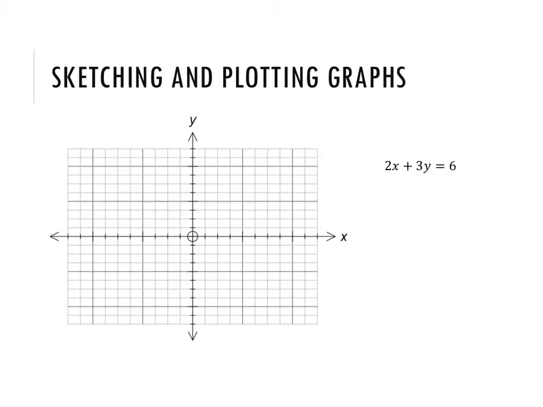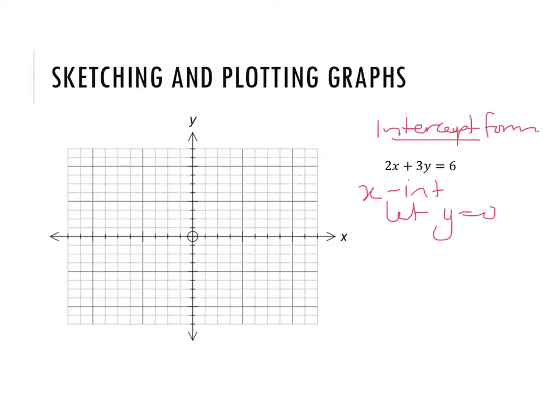In the second example here, we now have an equation given to us in what we call intercept form. Intercept form actually allows us to easily find the x and y intercepts. And by doing that, to find our x-intercept, we actually let y equal 0. And that will allow us to find a key point.